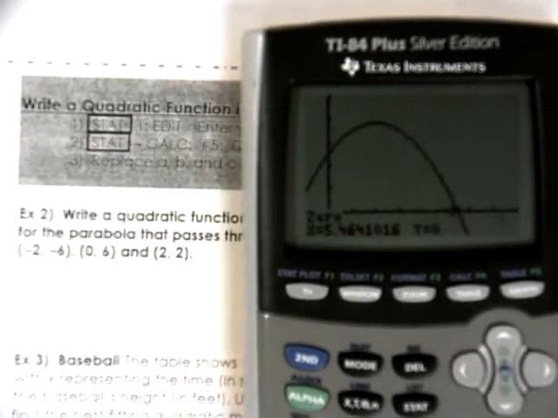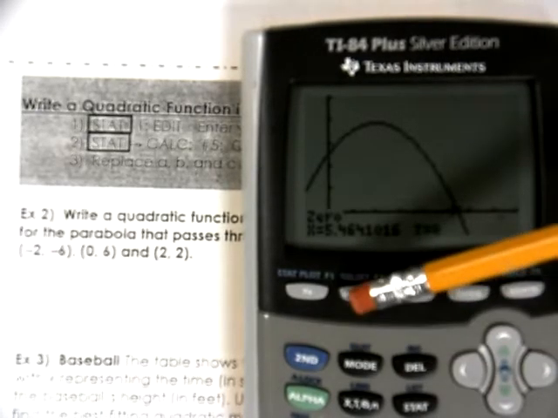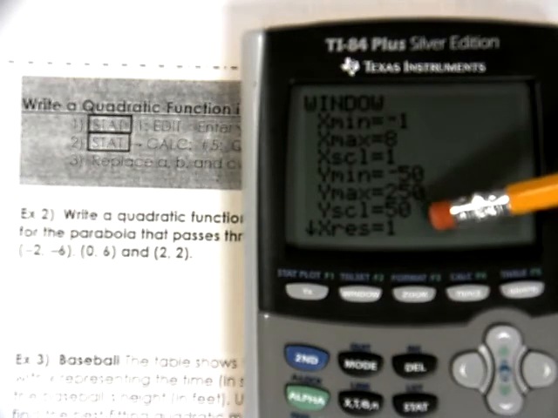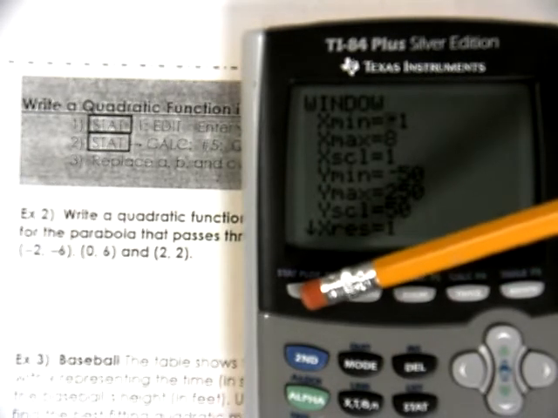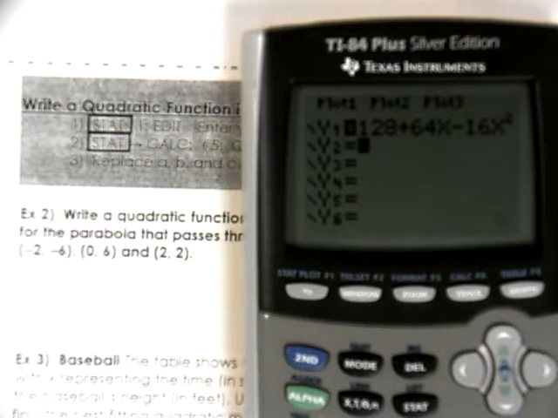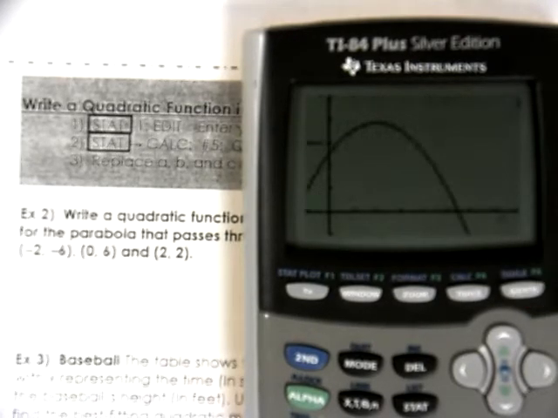Now we're going to look for two other spots on the graph. We can go to Window, and we can see what our different values have been. We can go to y equals. We can see our equation. If we arrow down, we can put in a new equation. We'll just say 150. So we're looking to see where the balloon was at 150. So that's the height of 150.